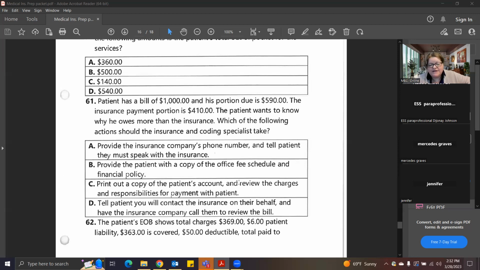Print out a copy of the patient's account and review the charges and responsibilities for payment with the patient. And that's what you want to do. You want to break out the EOB or whatever it is and explain in detail to the patient how it breaks down. And that's why I'm explaining it to y'all like I am, with the co-insurance and where the deductible kicks in and all that stuff. Because if you get a job as a billing specialist, one of your duties is probably going to be to answer the phone and answer those patients' calls.